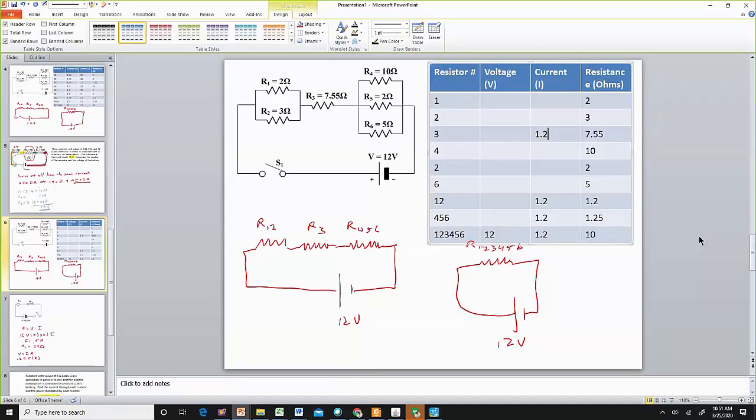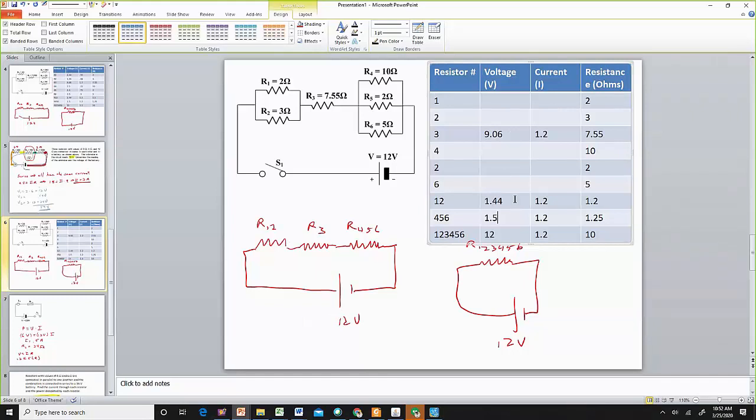Now again, I have delta V equals IR because I have two values in a row. So doing this, 1.2 times 7.55 tells me this is 9.06. This is 1.44. And this is 1.5. And again, notice if I added these up, R12, R3, R4, 5, and 6, 9.06 plus 1.44 plus 1.5 adds up to the 12 of the battery. So that's another double check that you can do to make sure you're still on the right track.